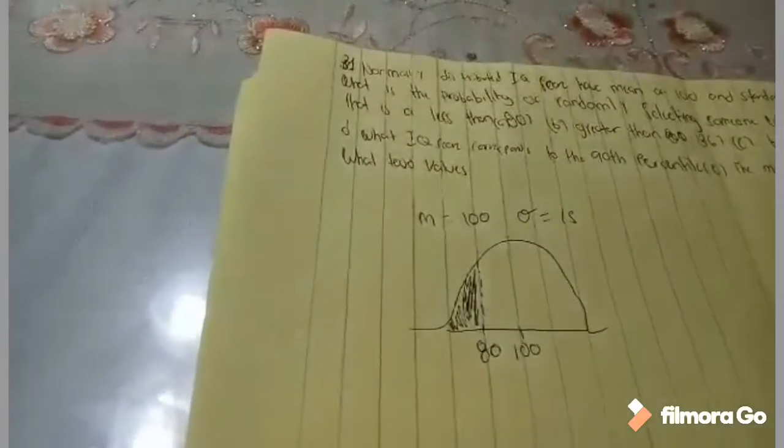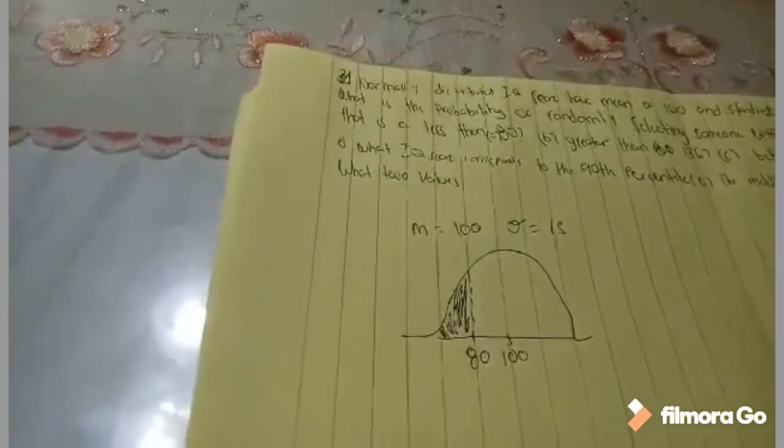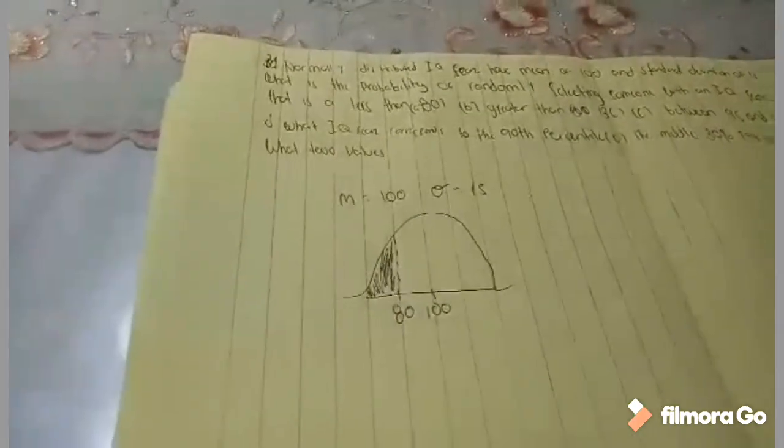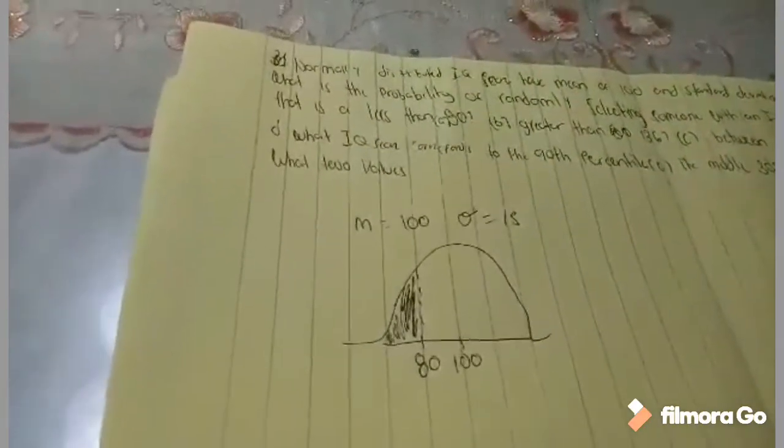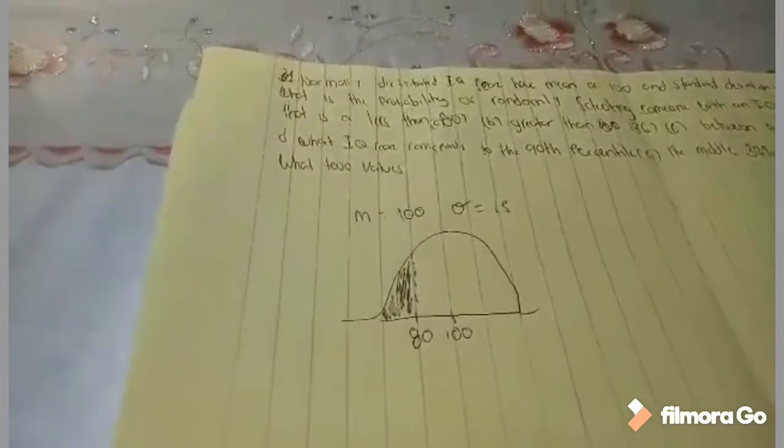So the first thing we're going to do is calculate the z-score, and then we can use the z-table to get the area under the curve. We're going to use the z-table.